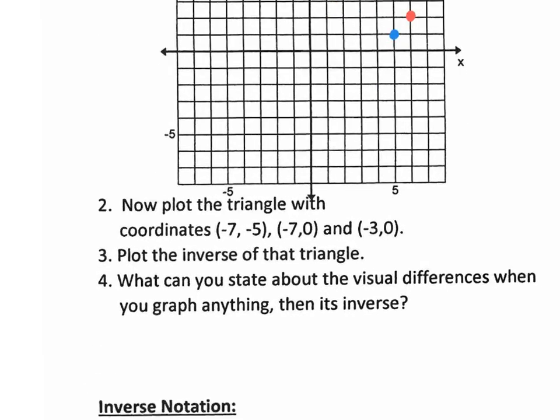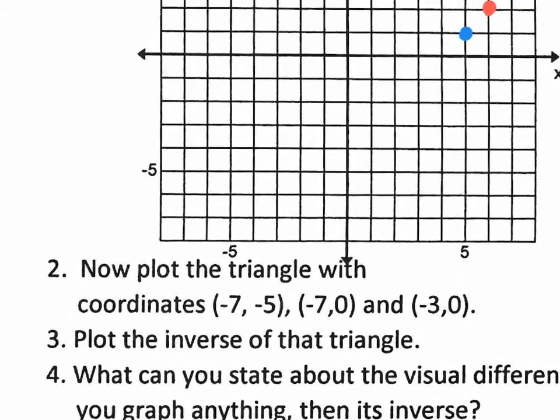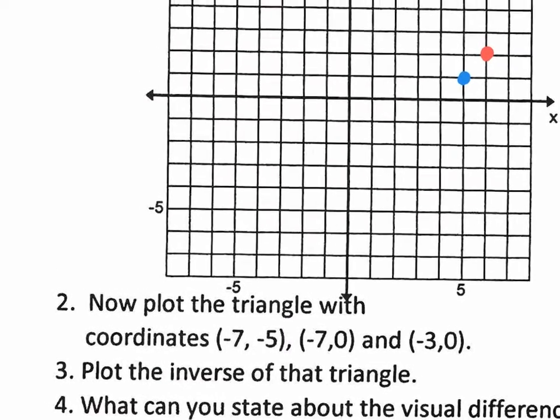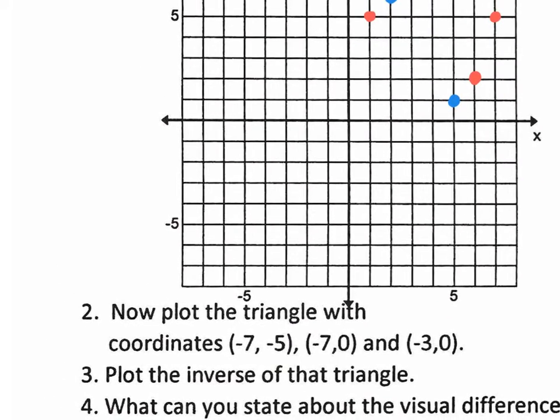The next one says right here, number 2, plot the triangle with the coordinates -7, -5, -7, 0, and -3, 0. So let's graph a triangle right here. I'm going to use green dots. -7, -5, -7, 0, and also -3, 0. I'm actually going to draw my triangle through those green dots.